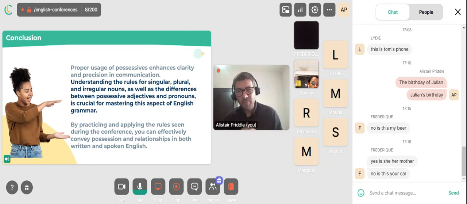Okay, one more time on our conclusion. Proper usage of possessives enhances clarity and precision in communication. Understanding the rules for singular, plural and irregular nouns, as well as the differences between possessive adjectives and pronouns, is crucial for mastering this aspect of English grammar. By practicing and applying the rules seen during the conference, you can effectively convey possession and relationships in both written and spoken English.